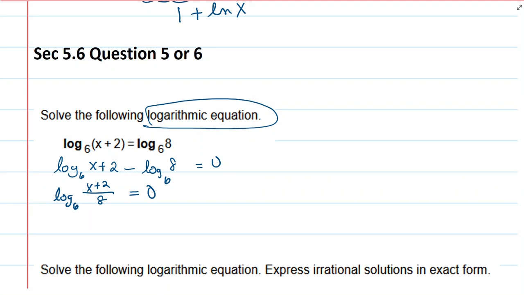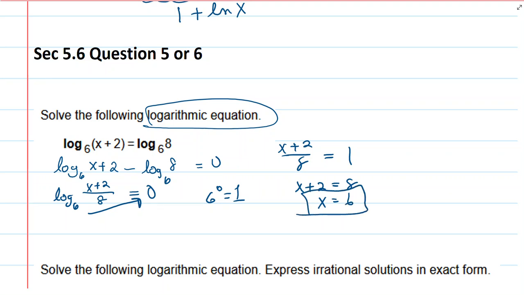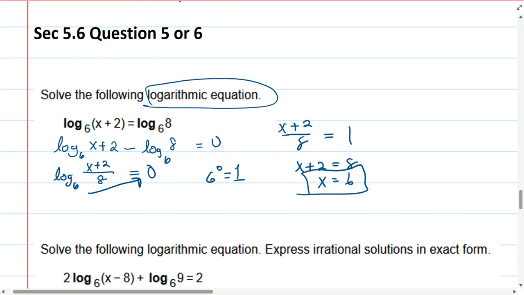So I have 6 to the 0, which is 1. So I can say x plus 2 over 8 equals 1, because 6 to the 0 is 1. Right? Okay. Plus 2 equals 8. x is 6. And what would we do after we do that? We check it. Yes. Thank you. We will.